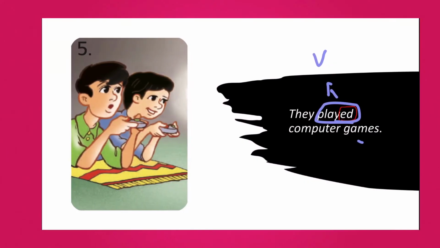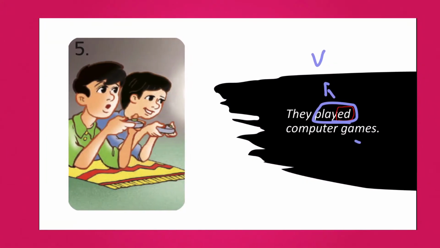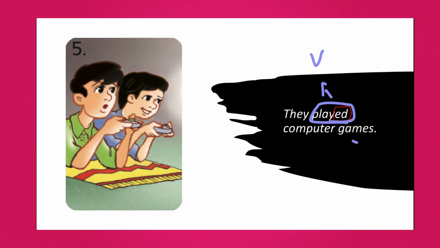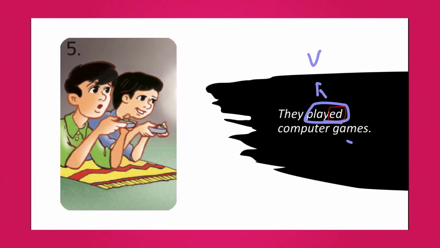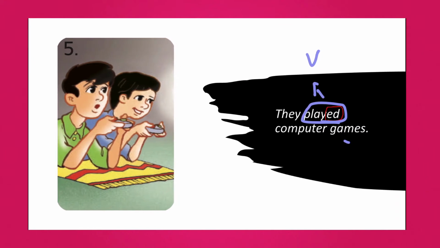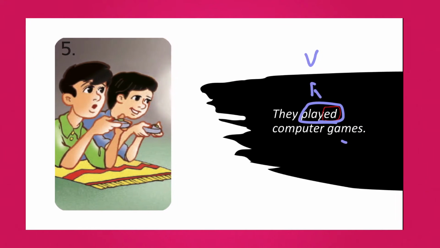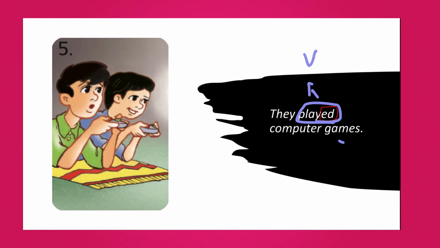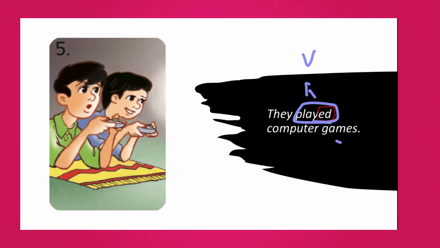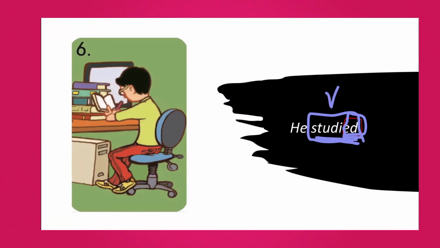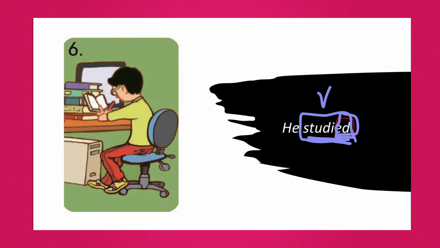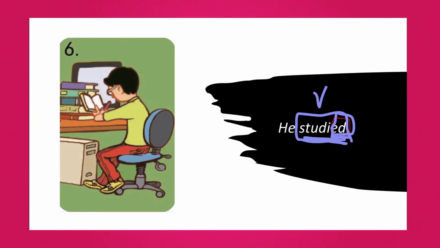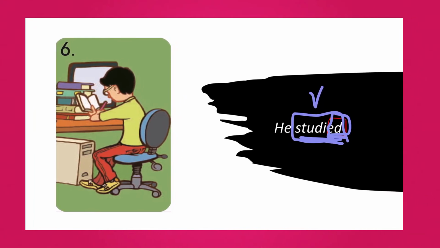They played computer games. Where's the verb here? The verb is played. So underline played. Play plus ed. So it is regular past tense. He studied. Again, where's the verb here? The verb is studied. What kind of verb? It is regular past. He studied.